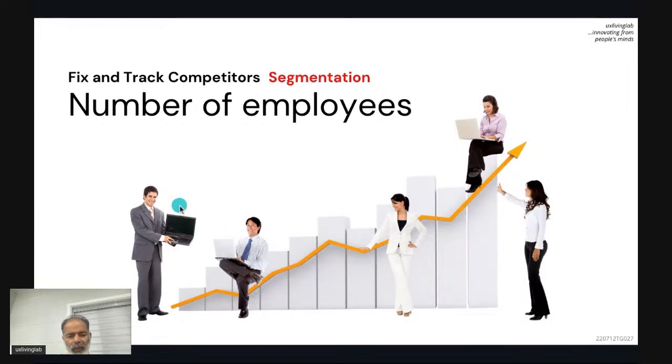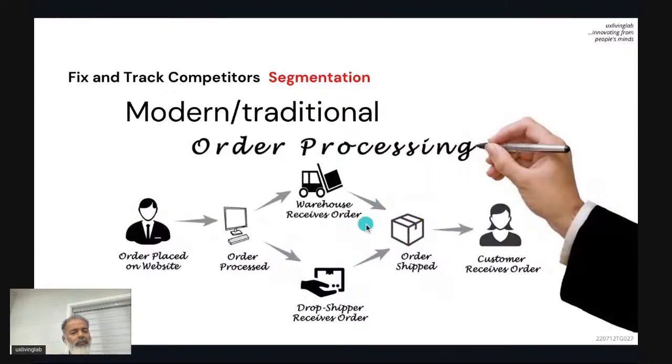When you see a product which is almost equal to your product, take them and segregate based on number of employees. The next method is based on the process they are following. It may be a modern process, or it may be a traditional process. What type of process they are following for marketing or production? Based on that, you can segment your competitors.